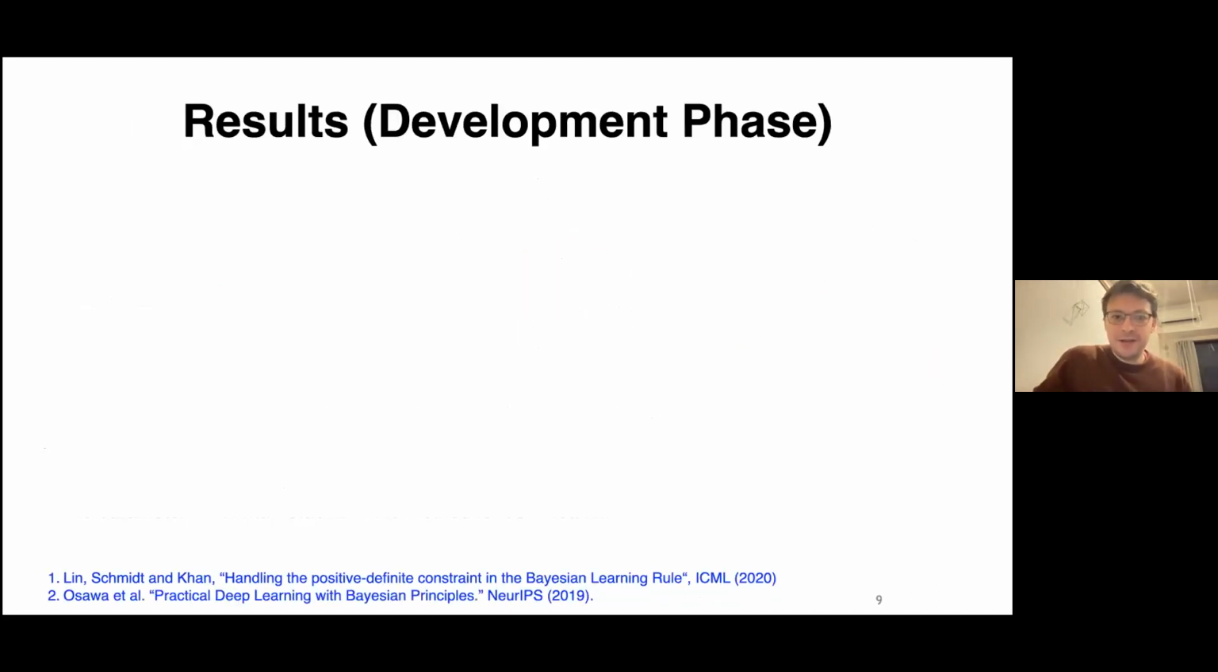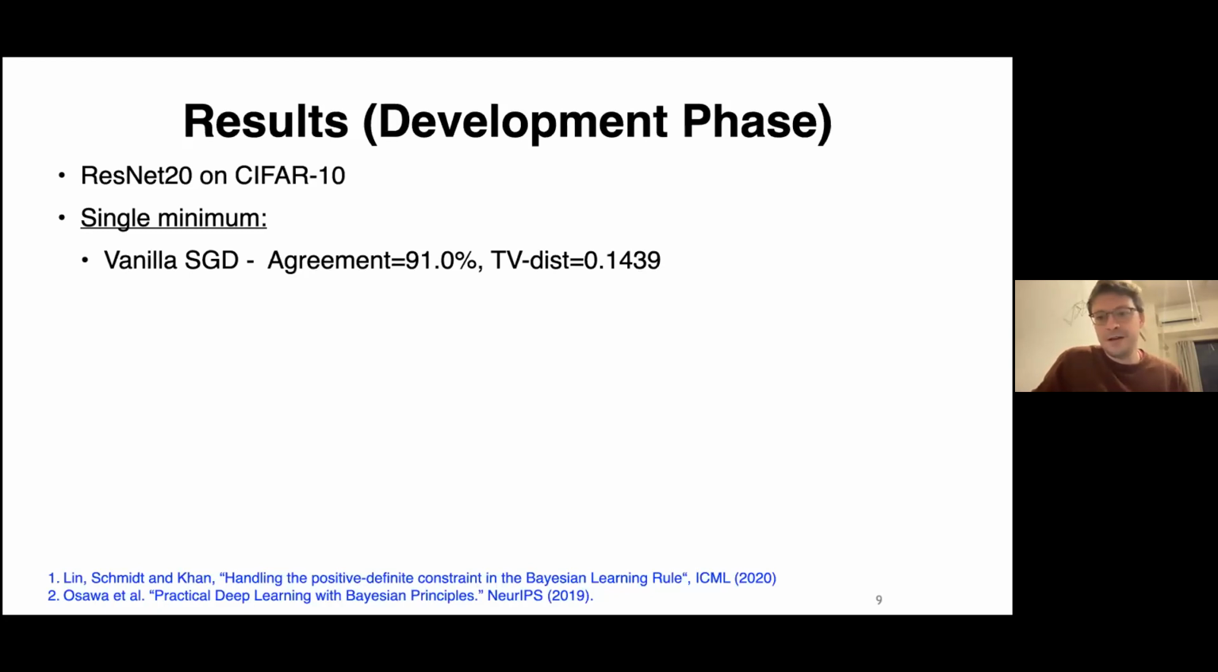And this was basically our solution. And how did we decide to use this method? So for the development phase, we looked at the ResNet 20 on CIFAR-10 and evaluated some baselines for a single minimum. First one we tried was just plain SGD, which got an agreement of 91% and 0.14 TV distance.